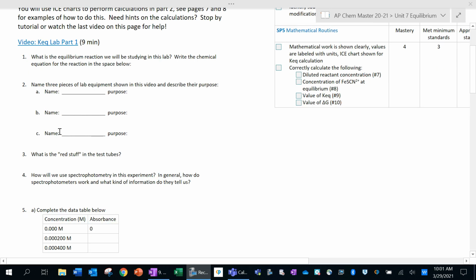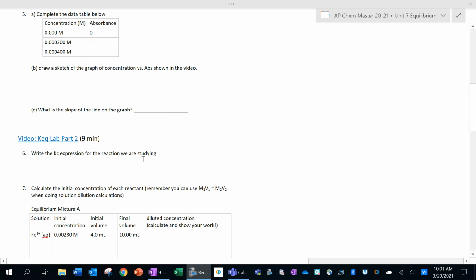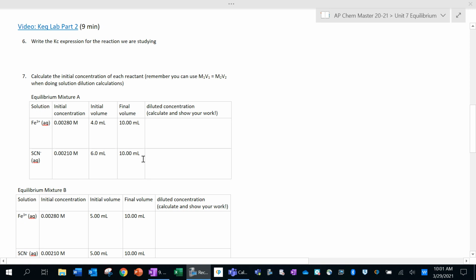There's a part 1 video over here, where we show you some lab equipment, and we make a graph of concentration versus absorbance. And then in part 2, we collect some more data, and then we're going to do some calculations with it. So in this video, I'm going to give you some hints on how to do these calculations in case you are feeling stuck here.